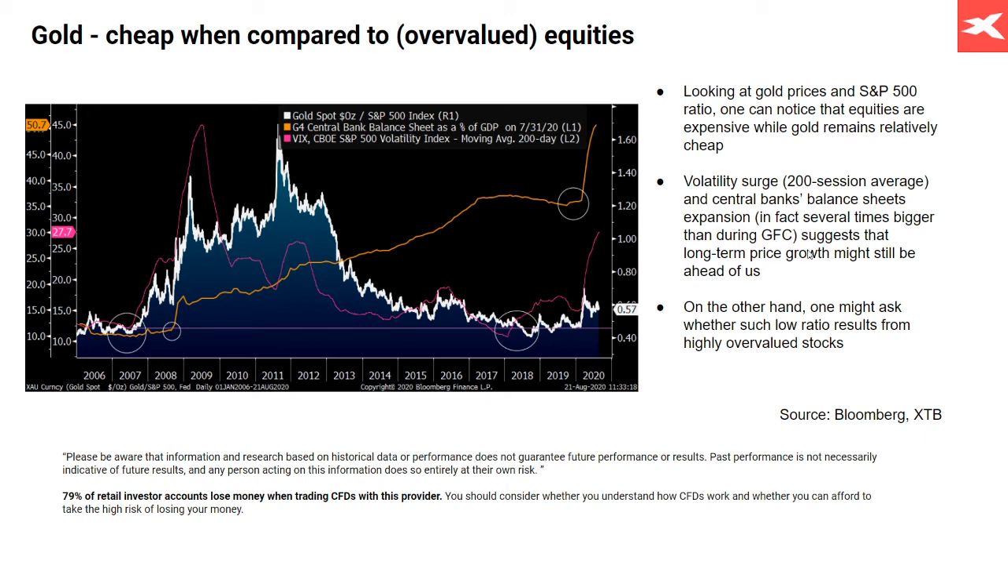On the other hand, one might ask whether such a low ratio results from highly overvalued stocks, and this is something that we covered in other videos: how representative is the stock market and stock prices of the actual underlying asset. So is one share of Tesla worth $2,000 when they produced fewer cars, for example, than Nissan or Toyota, or they have much smaller market capitalization at the time when they were valued based on that, and now they're not?